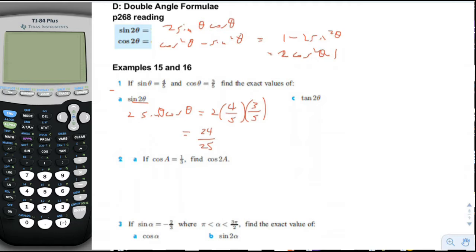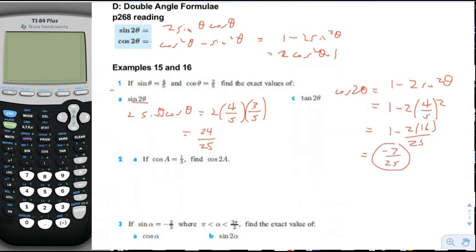Okay, what about tangent of 2 theta? Well, to find tangent of 2 theta, we would just need to find cosine of 2 theta and then divide it from that. So cosine of 2 theta would be cosine squared theta minus sine squared theta. We could actually use any of these, but let's use the 1 minus 2 sine squared theta formula. So it'll be 1 minus 2, and then sine squared is 4/5, so 4/5 squared. So that would be equal to 1 minus 2 times 16 over 25, okay, which is equal to 1 minus 32 over 25, so it would be negative 7/25. Okay.